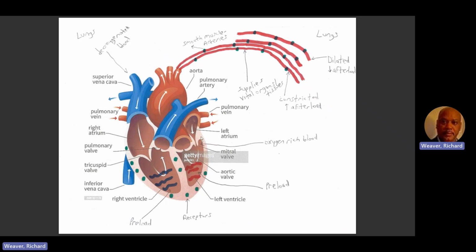Now, the problem with this resistance or this afterload is when that afterload pressure is too high, it causes an increased workload on the ventricles. All right. And that increased workload actually impairs or injures the heart. All right. And this is why we cannot have a high afterload. We have to reduce the afterload. And we typically do that with medications. And more specifically, we dilate the arteries.